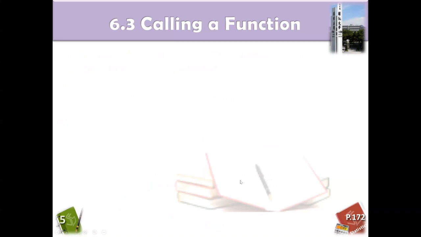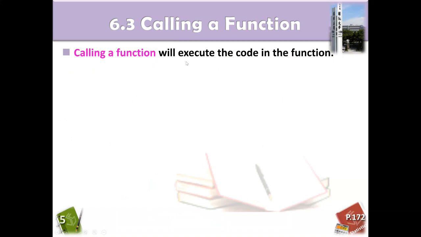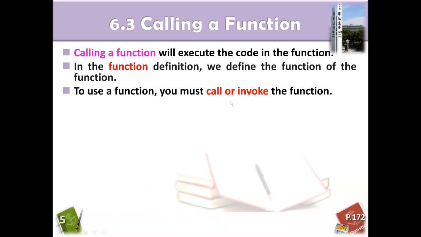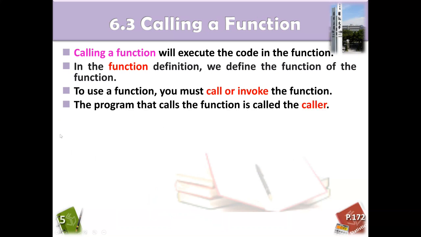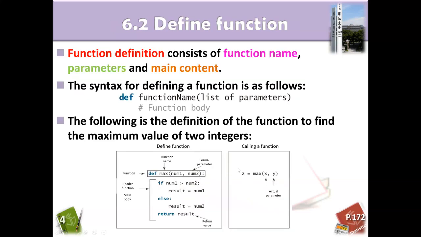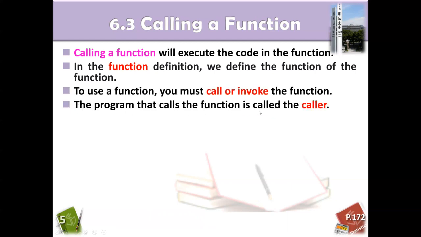So how can we call a function? Just like what we said, calling a function will execute the code of the function. In the function definition, we define what the function does. To use the function, you must call or invoke it. Call means I want it to do something, or we call that invoke. The program that calls the function is called the caller. So we will have 2 parts. For example, back to here: this is a caller, this is a function. So z equals max(x, y), we call the function. This part is the caller, and that is the function.